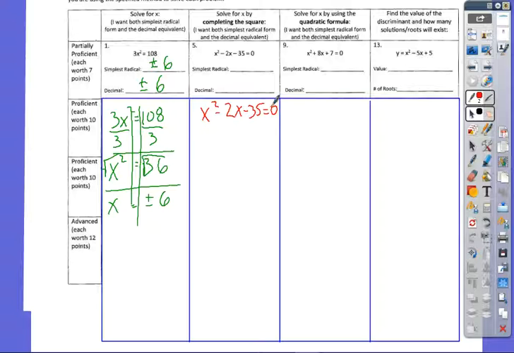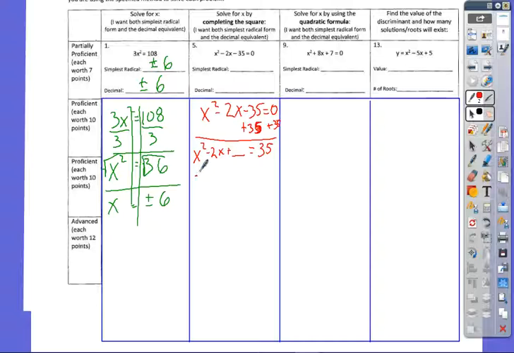Now, it says to solve by completing the square. So I know the first thing I have to do is get the quadratic term and the linear term by themselves. And to do that, I'm going to add 35 to both sides. I'm foreshadowing there, I'm sorry. And so I will end up with x squared minus 2x plus something, I wonder what that something could be, is equal to 35.